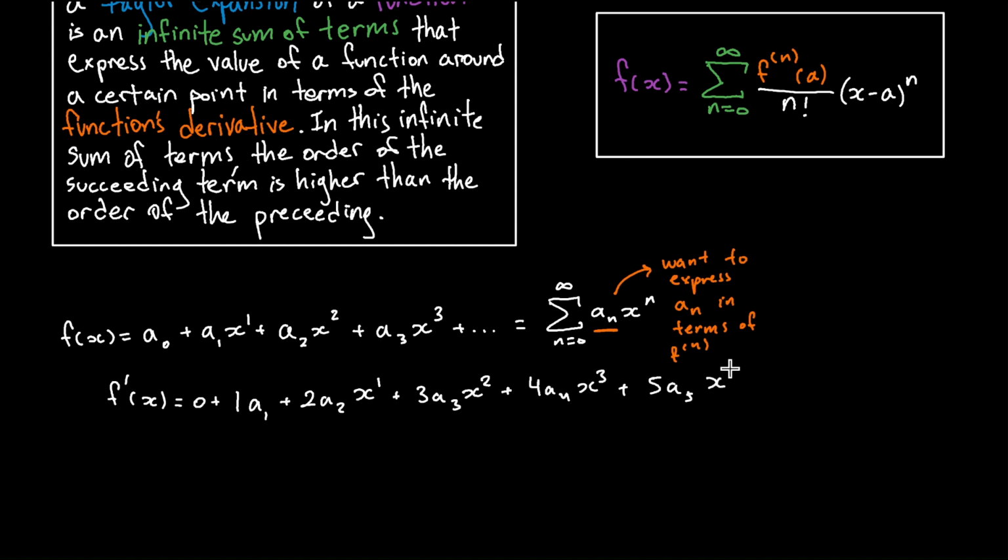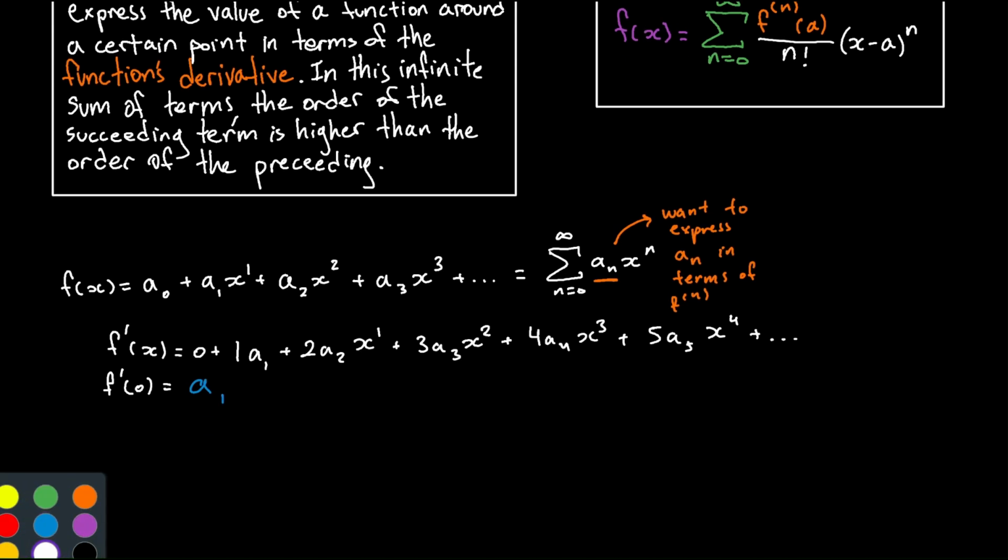So just make sure to drop the exponents when applying the power rule. So what is the value of this derivative evaluated at 0? Well, all the terms with x in them just vanish, because 0 times anything is 0, and you're just adding 0 plus 0 plus 0. So you get just 1 times a1, or a sub 1.